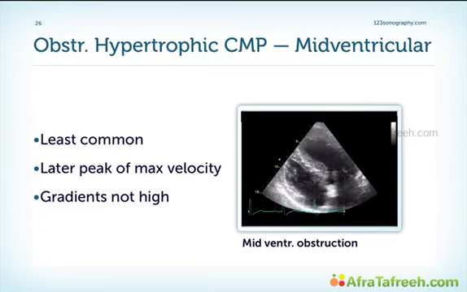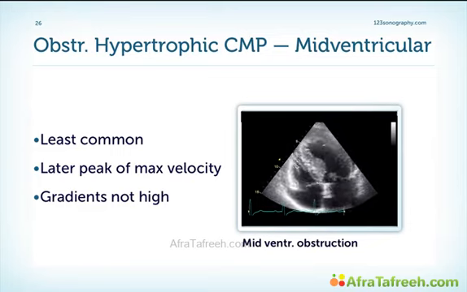Now let's turn to obstructive hypertrophic cardiomyopathy of the midventricular type. It is the least common form. It is different from the LVOT obstruction in that the peak of the maximal velocity is later and that the gradients usually don't reach the same degree as those in obstruction of the LVOT. Here is such an example.